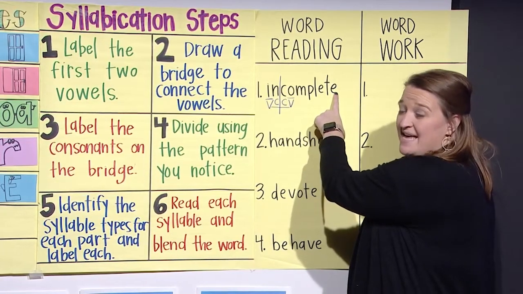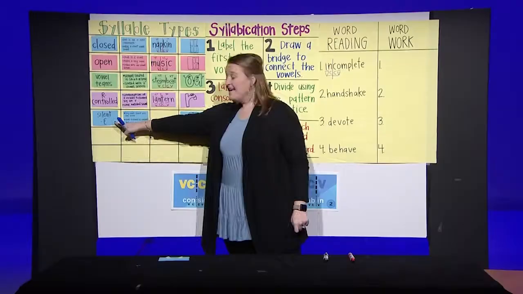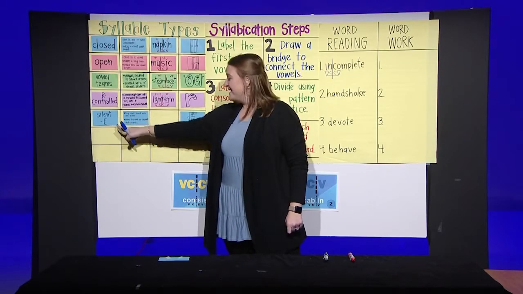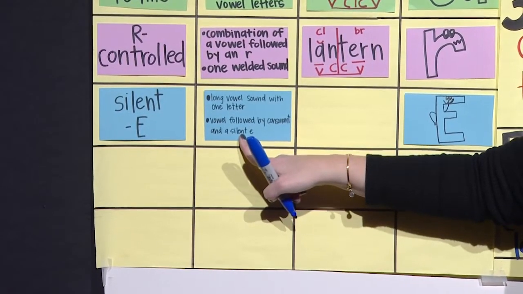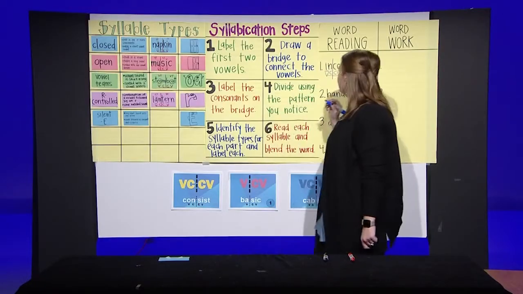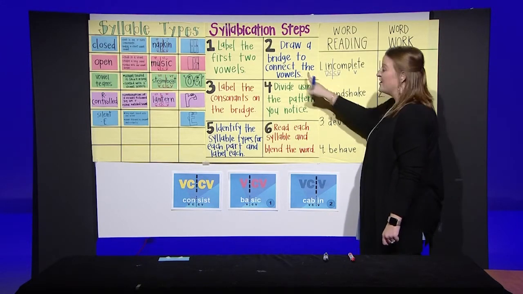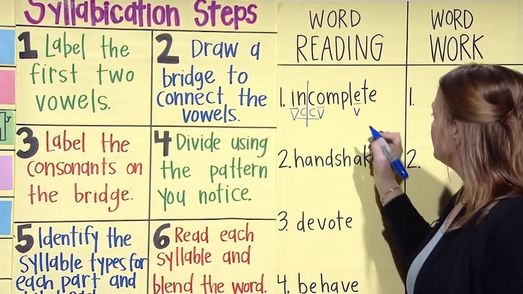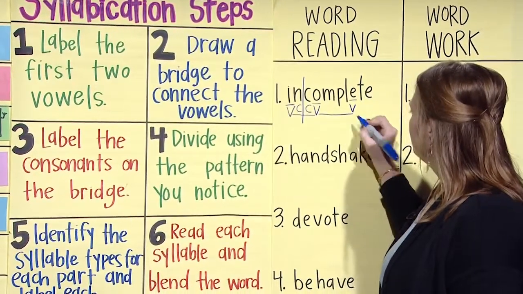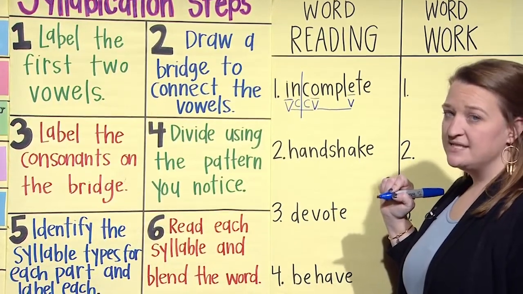So I bet this is the new syllable type that we're learning, silent E, because we said silent E is a vowel followed by a consonant with a silent E. So let's do that. Let's underline our E and write a V. And now we'll draw the bridge to connect our next two vowels. Step 3 tells us to label the consonants on that bridge.